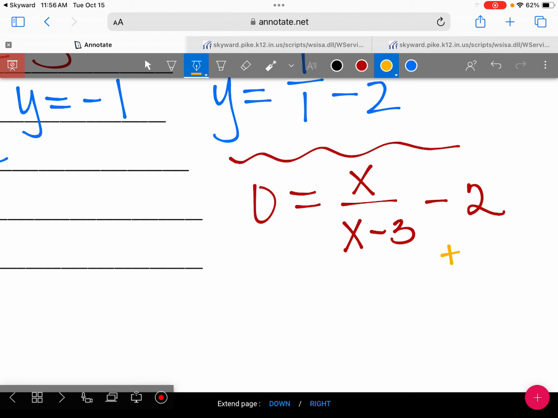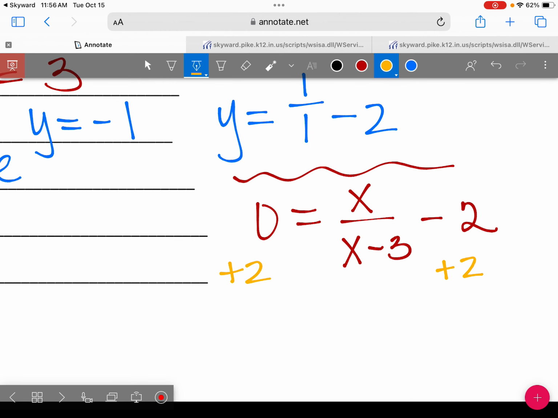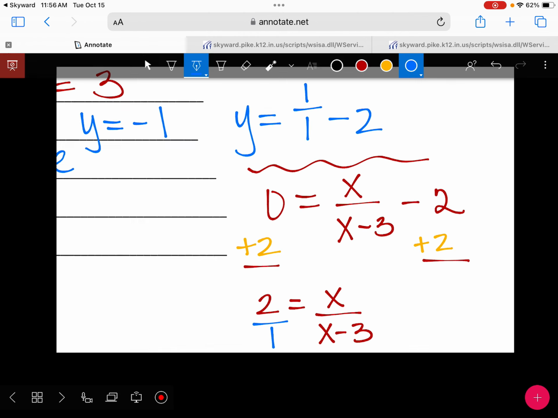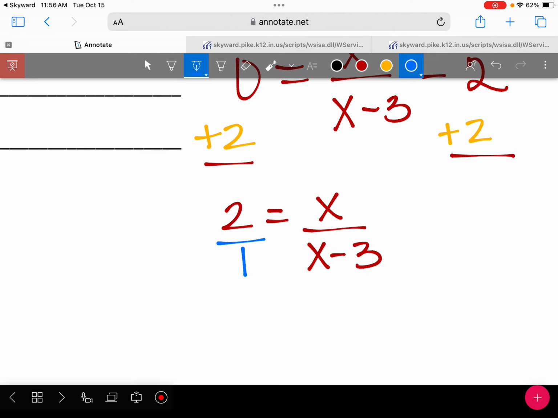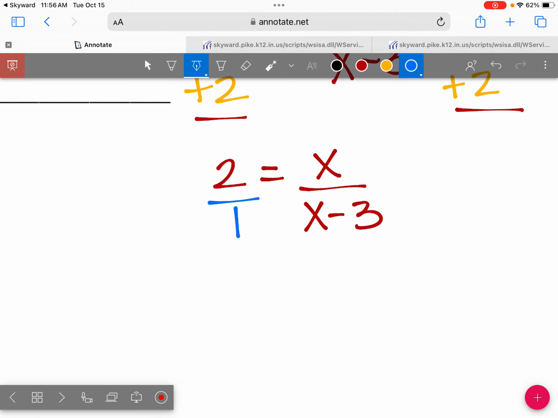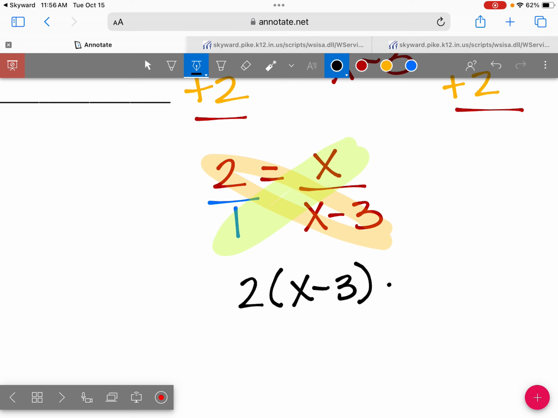Add the 2. So 2 equals x over x minus 3. And then I usually make it a proportion because my personal opinion is most students do better when they see a fraction on both sides. So we're going to cross multiply. We're going to multiply this, and we're going to multiply this and solve it. So that would be 2 times x minus 3 equals x. Go ahead and solve that. Distribute the 2 and solve that for x.